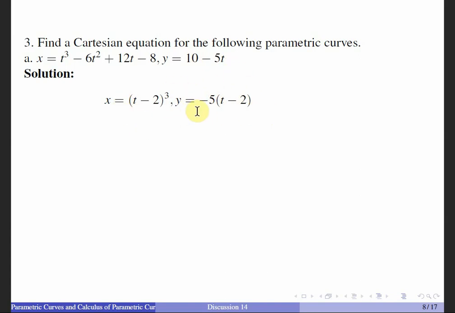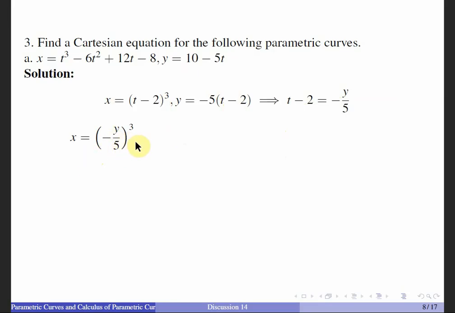Okay? And since we have a common factor here of t minus 2 and y is the simpler expression, then we can rewrite this equation by isolating t minus 2, and then we plug into the first equation. So we have t minus 2 is equal to negative y over 5. Okay, so let's plug in. So we have x is equal to negative y over 5 cubed.